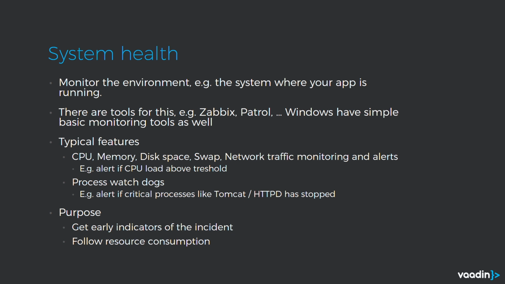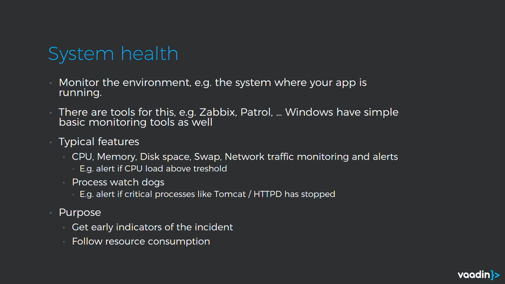These tools like Zabbix and Patrol have a lot of features related to processes. We can set watchdogs to send email alerts. For example, if Tomcat or HTTPD has been stopped, we get immediate information that something has gone drastically wrong in the system. So those are good to use.